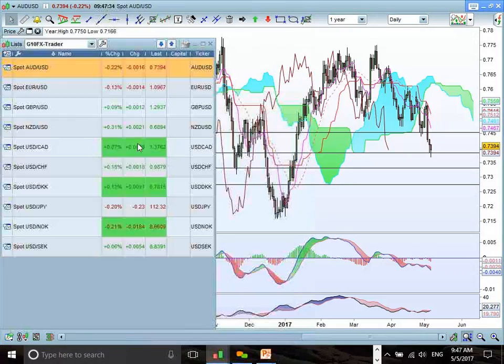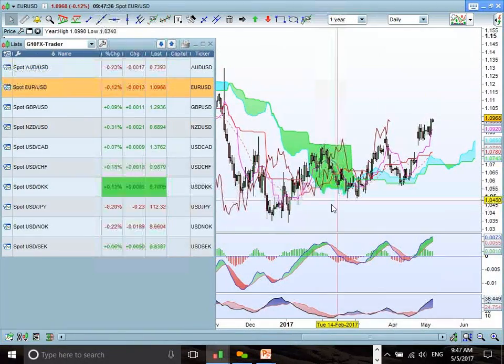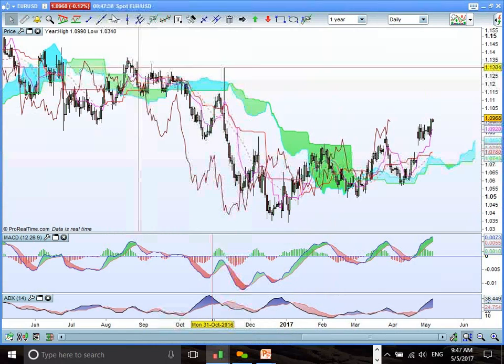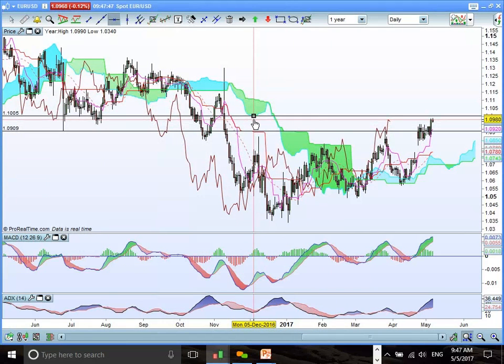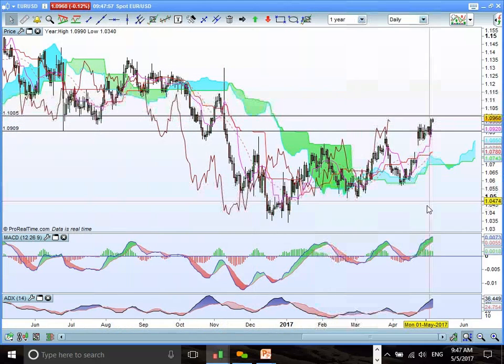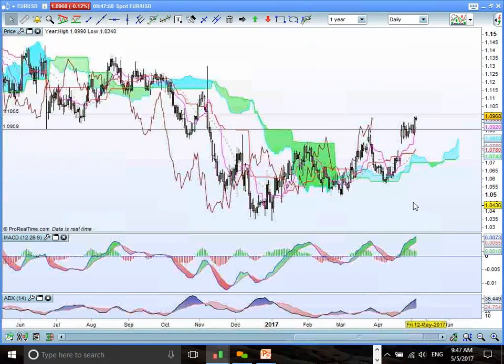Okay. Next one is the Euro-US dollar, with the French elections underway. We can see the top end of the cloud resistance there at 1.09. It broke past that. The next one is 1.1005. It's pretty close to that. There's a major resistance zone. You can see it previously used to be a major support zone here, as well as there. So that should come in as a major resistance zone for the euro.